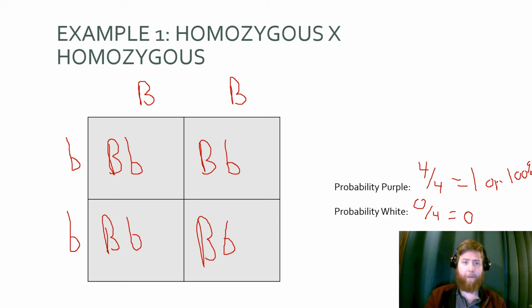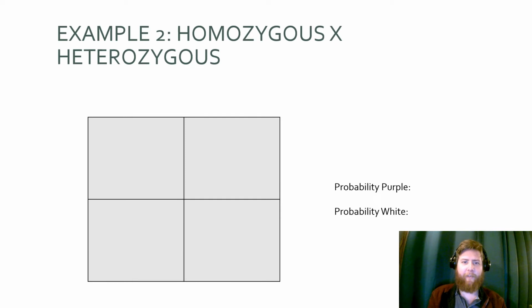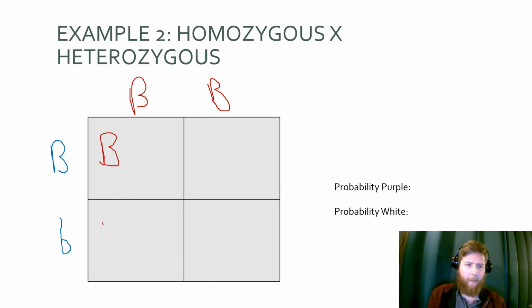Let's look at a different one. All right, homozygous versus heterozygous. Let's do big B, big B. And I'll do it in a different color this time to really emphasize this. We'll do big B, little b. So in this one, once again, you take this red big B down, and this red big B down.